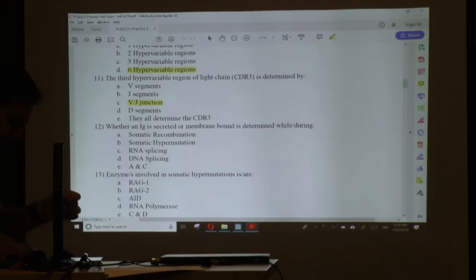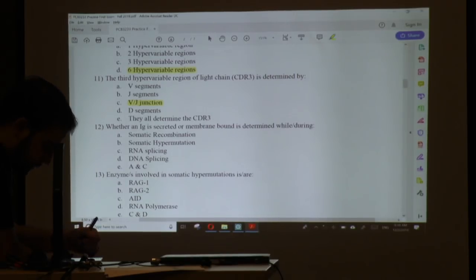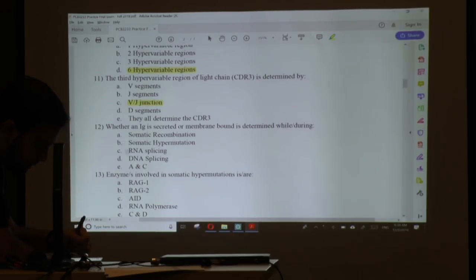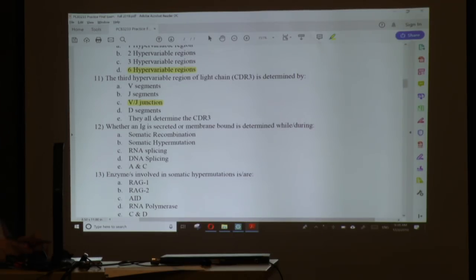So then, whether an antibody is secreted or membrane bound, is this determined during somatic recombination, somatic hypermutation, RNA splicing, DNA splicing, or something else? So this is, again, part of the whole somatic recombination topic. And the correct answer here is RNA splicing.